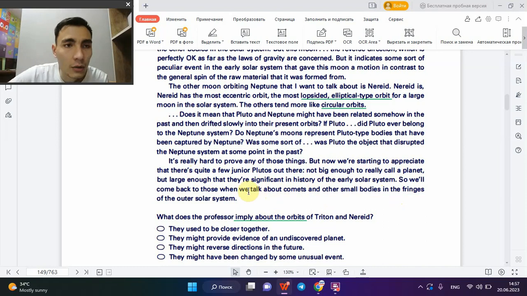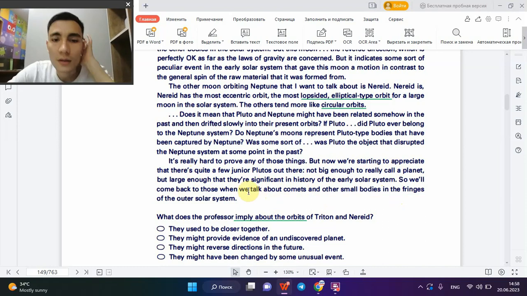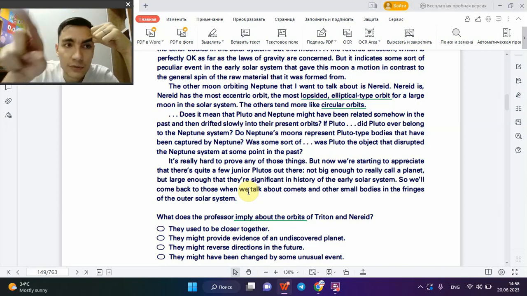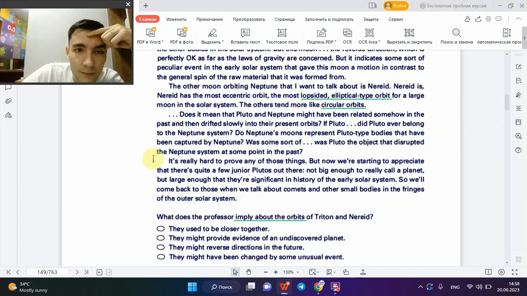Ko'rayotganingizdek, Tritonning orbitasi, ya'ni aylanadigan hududi qarama-qarshi ekan. Quyosh sistemasida jismlar counterclockwise, ya'ni soatga teskari shaklda aylanadigan bo'lsa, bu uning teskarisi ekan. Demak, buning aylanish strukturasi teskari. Nereidning aylanish strukturasi esa aylana emas, ellips shaklidagi aylanish ekan. Professor bularning orbitasi bilan nima demoqchi?